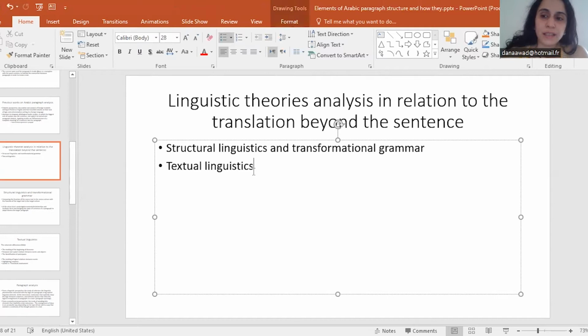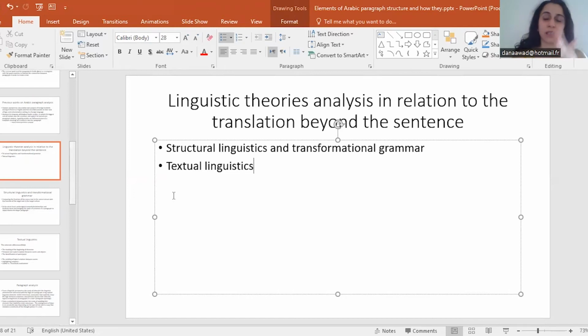So to relate the linguistic theories with translation studies, usually when translating what is beyond a sentence, traductologists refer to structural linguistics, transformational grammar, and of course textual linguistics, especially the works of Jean-Michel Adam.